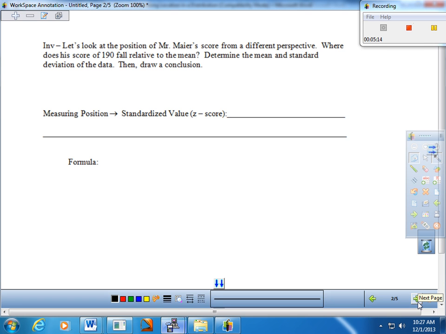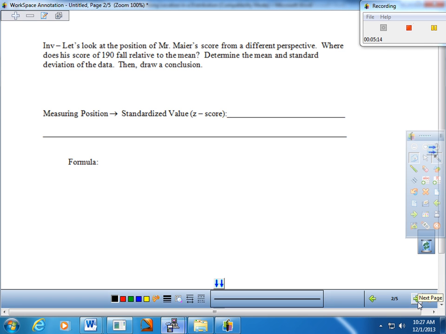Now what we're going to do is take a look at it from a slightly different perspective. Let's look at the position of Mr. Meyer's score from a different perspective. Where does his score of 190 fall relative to the mean? Determine the mean and standard deviation of the data, then draw a conclusion. Okay, very nice. We can do this a couple different ways.